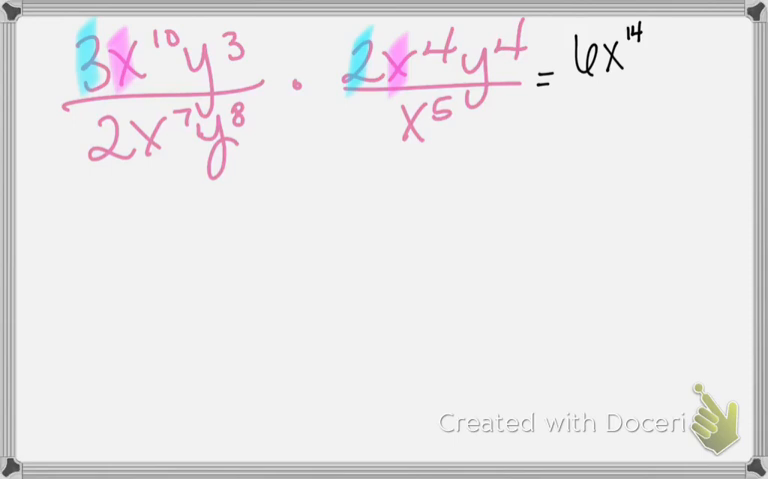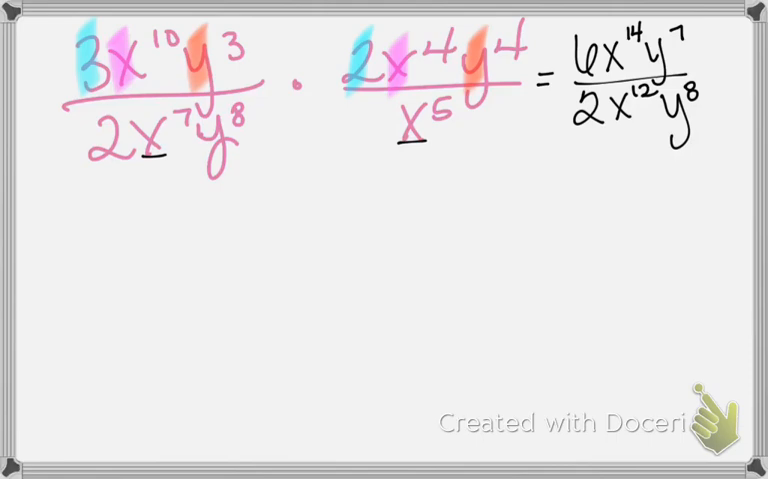And then I can look at my y's, which is y to the third times y to the fourth. So we add that up and we get y to the 7th. All of that over, again, I have no other numbers, so it's just going to be 2. X to the 7th, x to the 5th, add up your exponents to get x to the 12th. And then y to the 8th does not have any other y variables to add to, so we're just going to carry that over. So all I did was I just multiplied that. Not a huge deal. Now I need to make sure I simplify as best as possible. Not a 2, a 7.